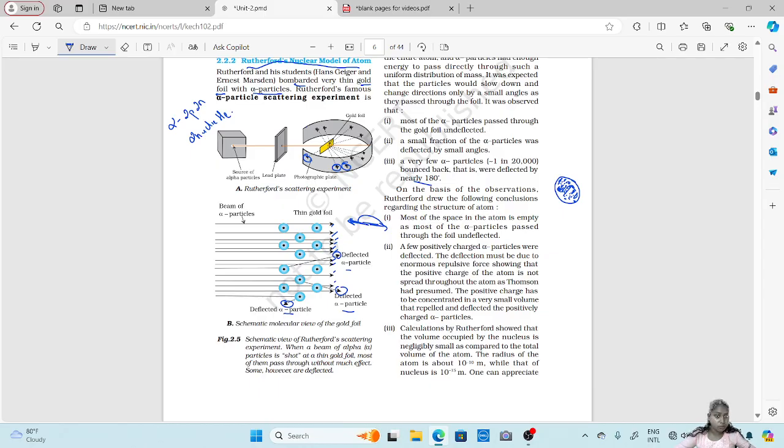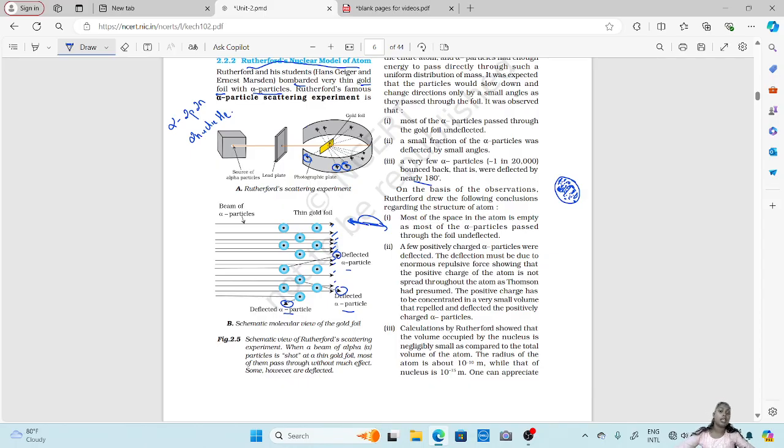There are empty spaces in the atom as the alpha particles pass through the foil undeflected. Why did he say there are empty spaces? Because most of the alpha particles pass without deflection. That's why he said that there are empty spaces in the atom. A few positively charged alpha particles were deflected. The deflection must be due to enormous repulsion force, showing that the positive charge of the atom is not spread throughout the atom as Thomson had presumed.